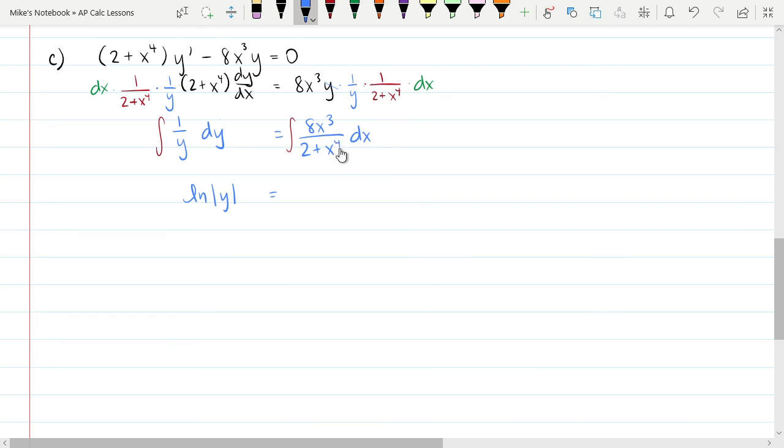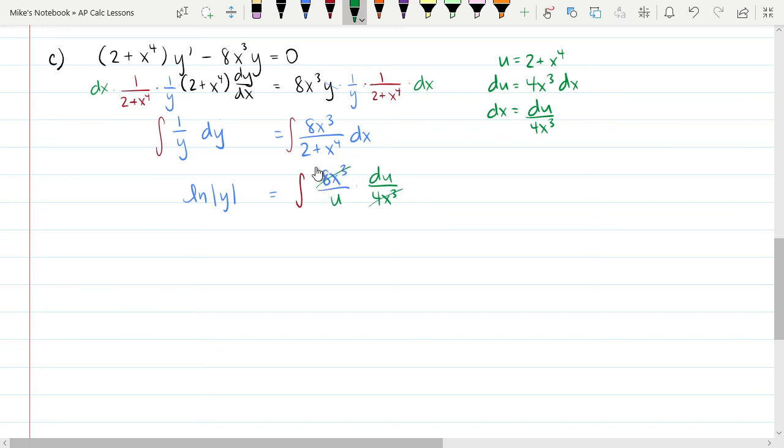I notice that the power in the denominator is 1 degree higher than the numerator, so I'm going to let u equal my denominator here. So u equals 2 plus x to the fourth. That would make my du become 4x to the third dx, or in other words, dx becomes du over 4x cubed. So this integral now becomes the integral of, I have 8x to the third over u times du over 4x to the third. So the 4x to the third divides with the 8x to the third, leaves me with a 2.